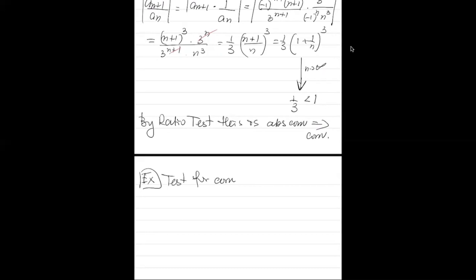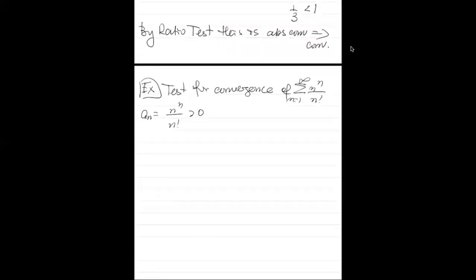Another example, test for convergence of the series sigma n to the power n over n factorial, n from 1 to infinity. So the nth term is n to the n over n factorial. It is positive, so we don't need to bother with absolute value.